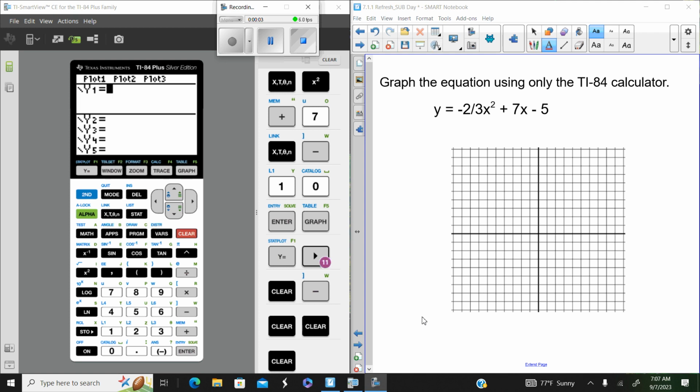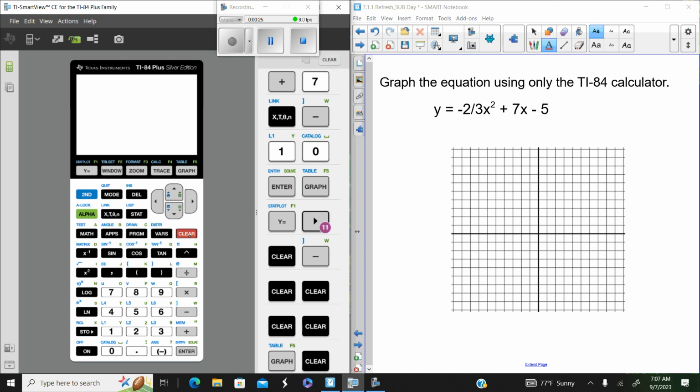All right, in this video, we are going to graph a quadratic equation using the TI-84 graphing calculator. It's super important to be able to do this, and it will be on future assessments, so I need to make sure that we are all able to do this fluently and understanding all of the tools that are in your graphing calculator.